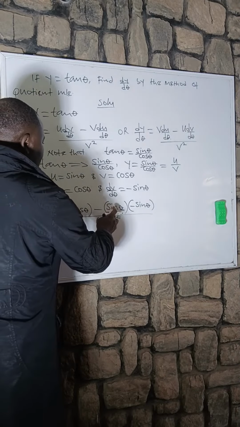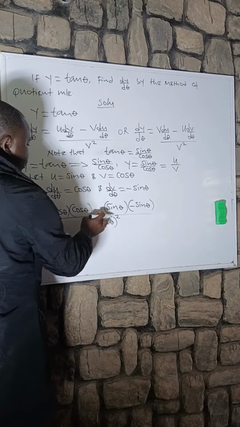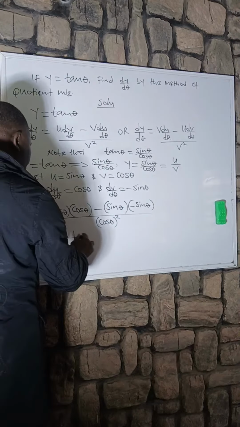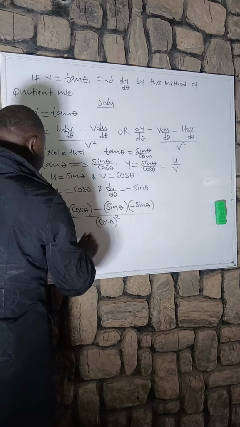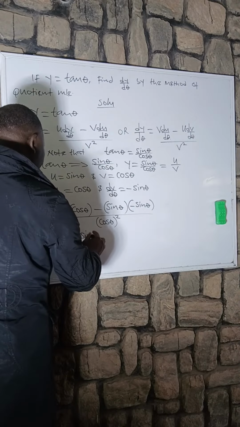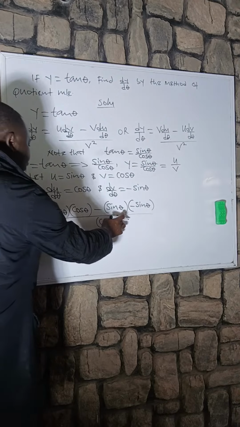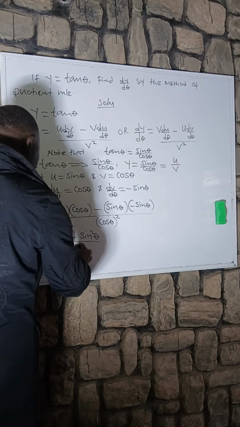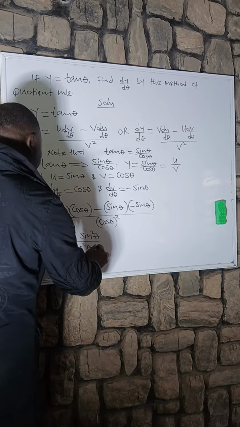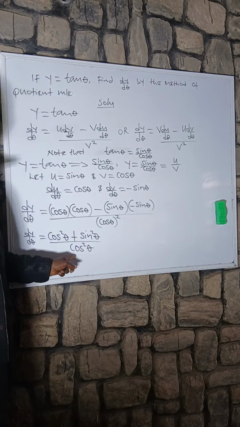So let's use this minus to multiply this minus. Here will be plus. Then sin θ times sin θ, I'm going to have sin squared θ, all over cos squared θ. Do you agree with me?